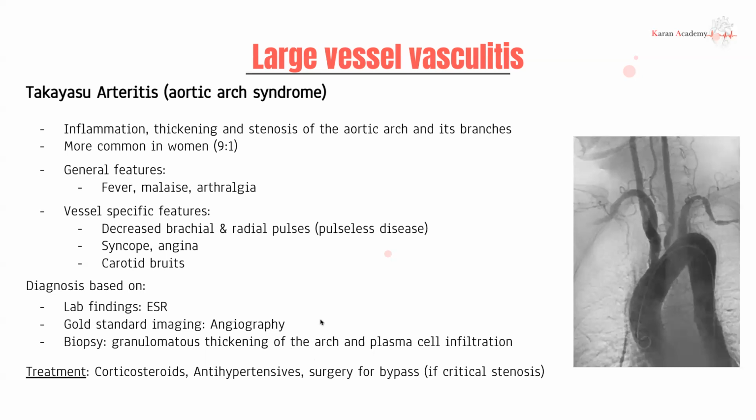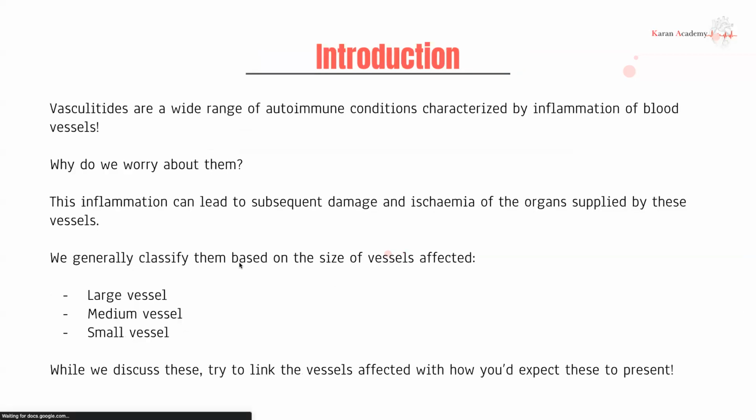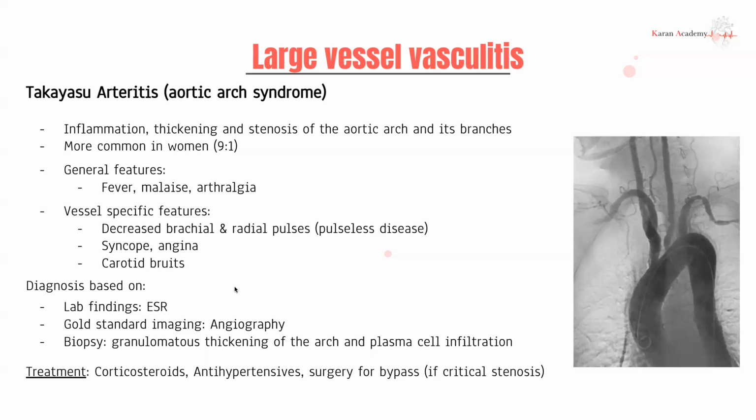The gold standard imaging of choice is angiography, as you can see on the right here. The arch itself looks decent. However, as you can see with the branches, you have these areas of stenosis throughout, and it just looks wrong. It doesn't look like a nice confluent vessel. In terms of biopsy, you would see granulomatous thickening of the arch and plasma cell infiltration because it is a plasma cell driven or an antibody driven process.